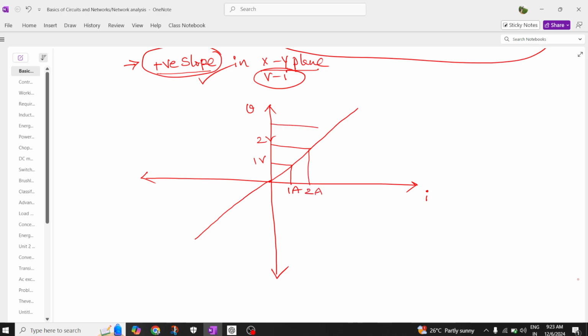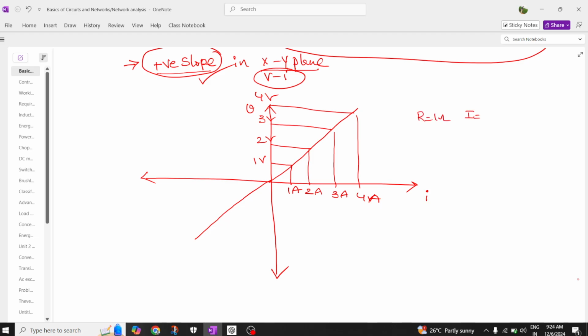With an increment of voltage of 3 volts, they are generating a current of 3 amperes. With an increment of voltage of 4 volts, they are generating a current of 4 amperes. Here you can see I am taking R equal to 1 ohm.